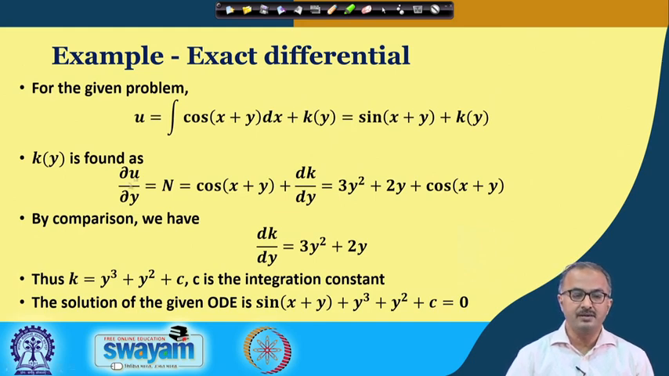Now the solution part. Let us go with u equal to the integral of cos(x+y) dx plus k(y). So sin(x+y) is coming from the integration of cos(x+y), plus k(y). And this k(y) you can find easily: if we take ∂u/∂y equal to n, this gives us cos(x+y) plus dk/dy, and by comparison we can see dk/dy is nothing but 3y² plus 2y.